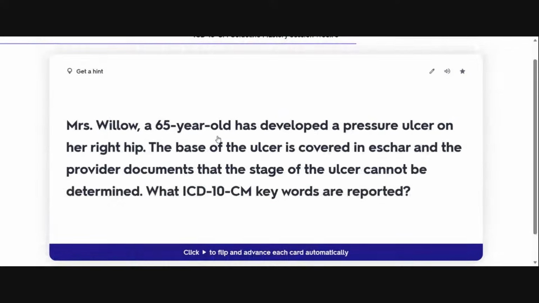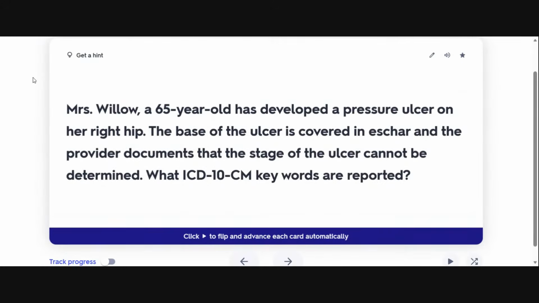Okay. So last scenario for the night, we're going back to looking at our keywords. So Mrs. Willow, a 65-year-old, has developed a pressure ulcer on her right hip. The base of the ulcer is covered in eschar, and the provider documents that the stage of the ulcer cannot be determined. What ICD10CM keywords are we going to be reporting for this scenario? Let me know in the chat.